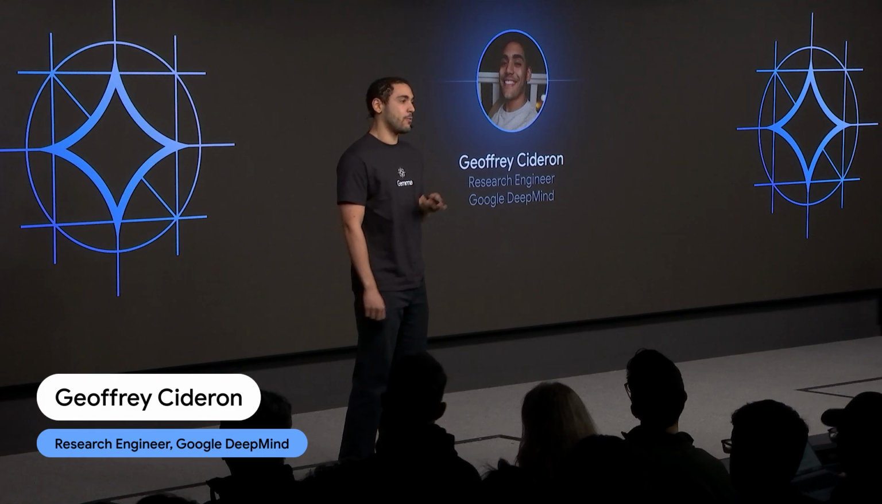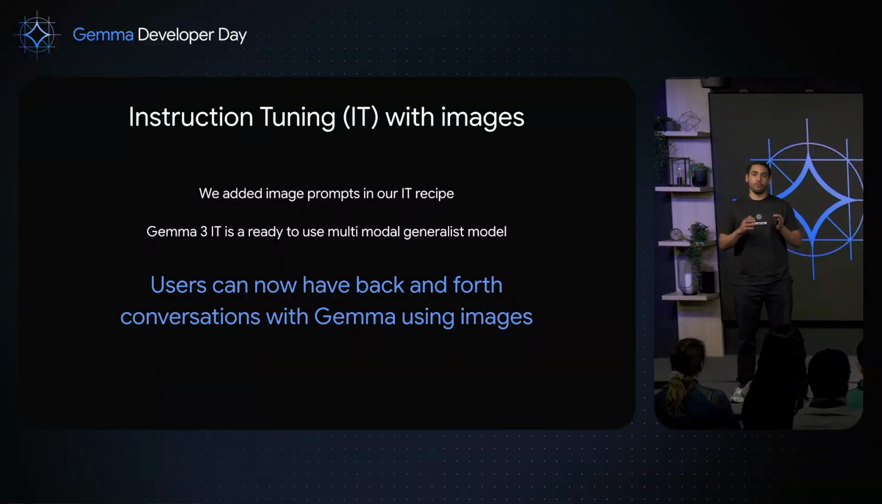Hi, everyone. I'm Geoffrey Cideron. I'm a research engineer at Google DeepMind, where I work on the post-training of Gemma. For this new generation of Gemma models, we added image prompts in our instruction tuning recipe in order to make Gemma 3 IT a ready-to-use multimodal generalist model. Now, we can have back-and-forth conversations with Gemma using images. So let's dive into a few examples to explore what we can do with Gemma.